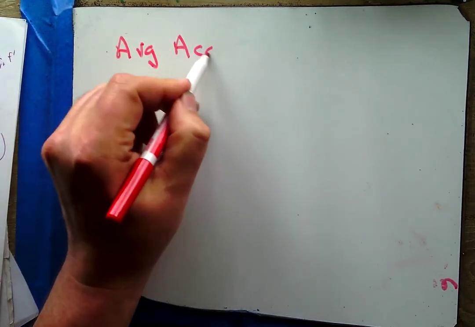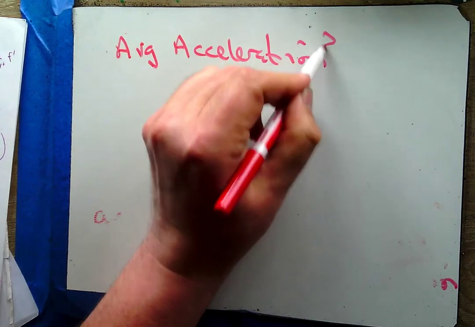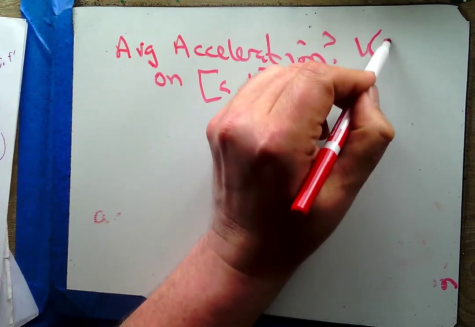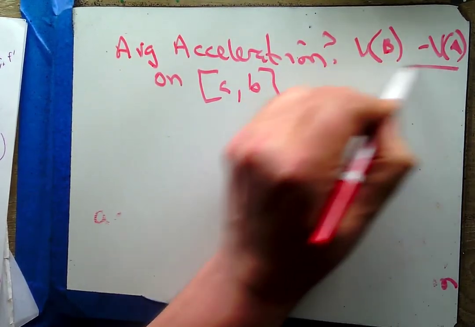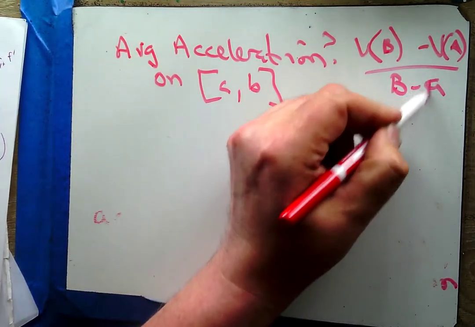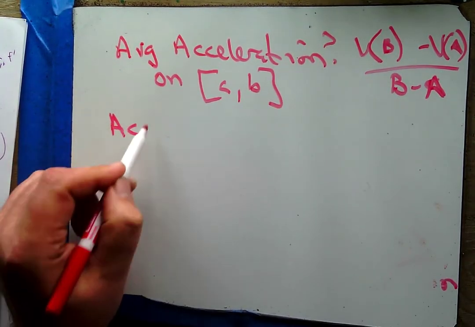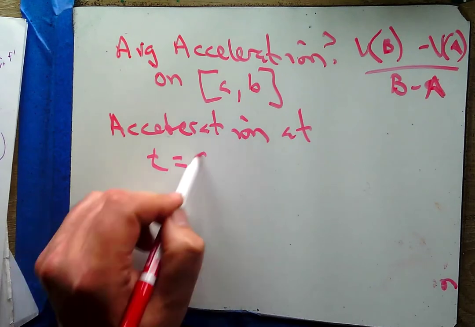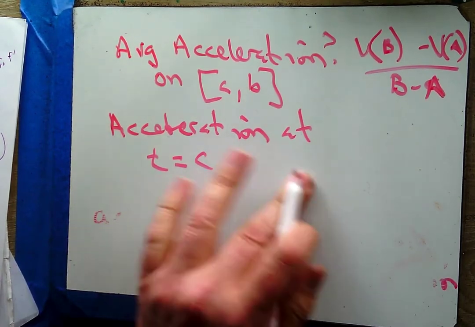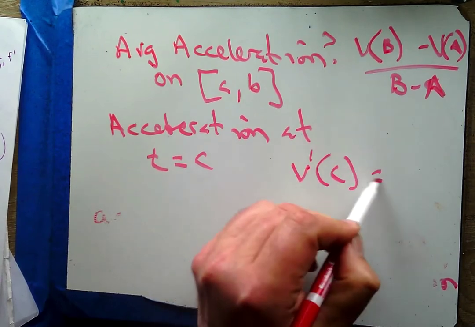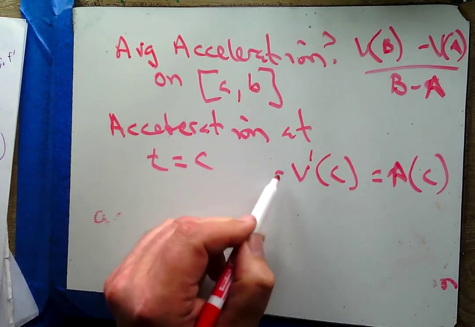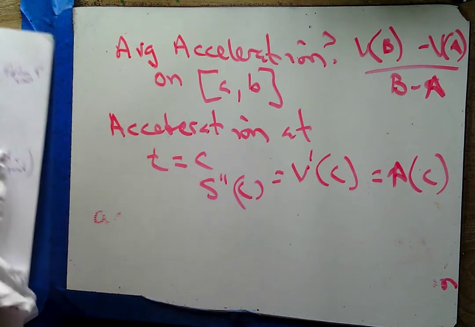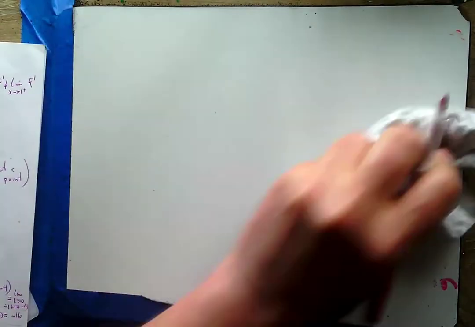Okay, so now how would I find average acceleration? Well, on A to B, that's where I use v of b minus v of a over b minus a. But if I'm looking for acceleration at t equals c, then that's v prime of c, which is a of c. I guess it could also be s double prime of c. Okay? All right. So now what are we going to do about this?